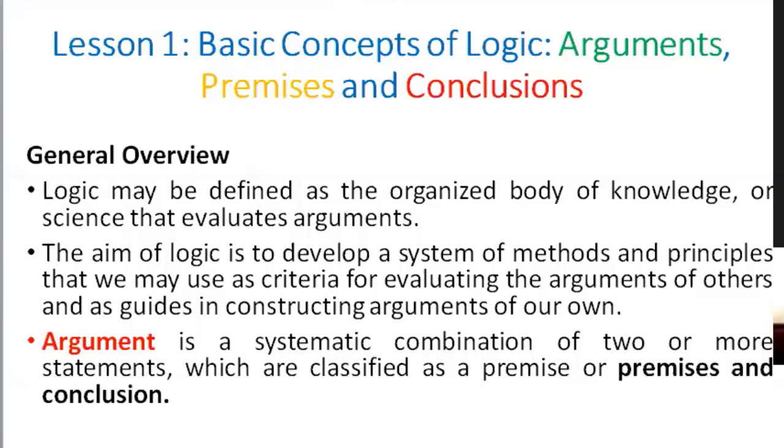We have said that logic is the science of argument. So now let's see what argument is. Argument is a systematic combination of two or more statements. These statements can be classified as a premise and a conclusion. Here we can understand that within an argument we have statements, not just a sentence. That statement contains both a premise or premises and a single conclusion. So argument is a combination of this premise and conclusion as the components or body of the argument.